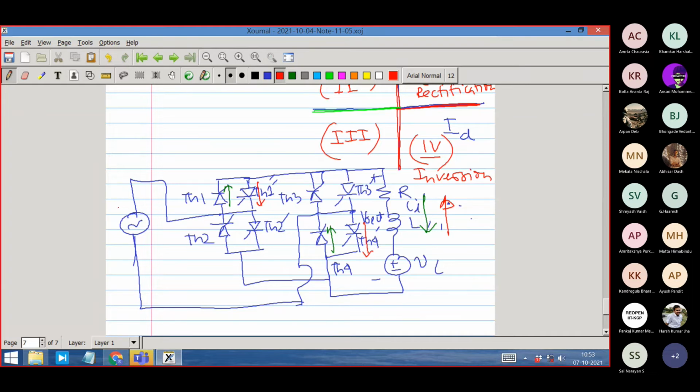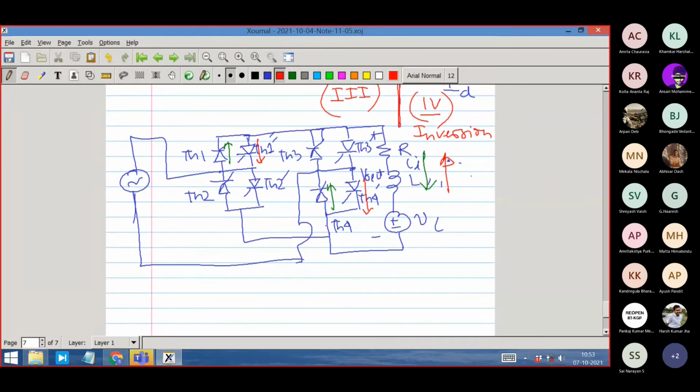So I may create a situation. Okay, alpha is equal to, let us say, 30 degrees. So alpha is equal to 30 degrees and current direction in green. Then I create a V rectifier. Let me put this way. Let me put another color.